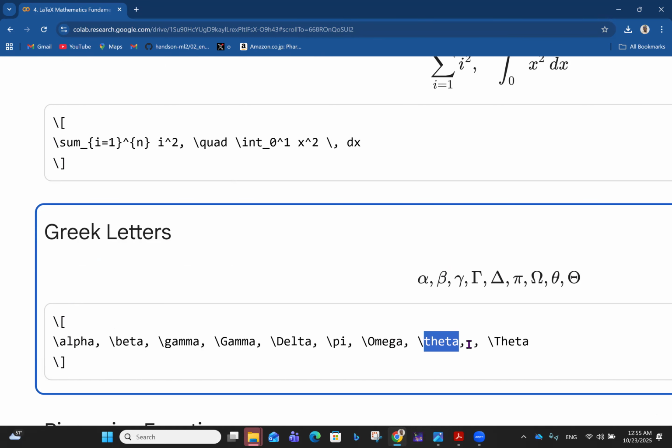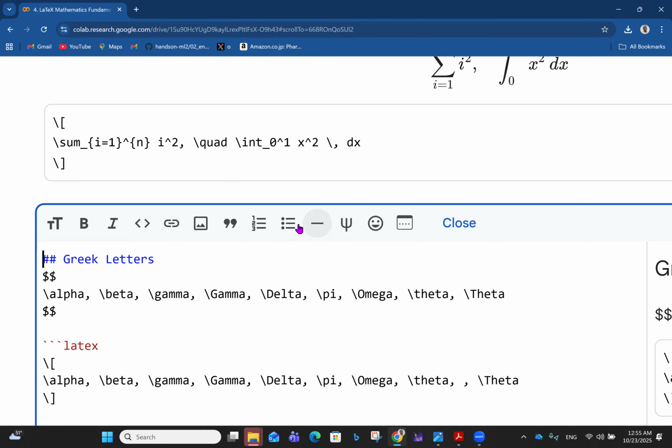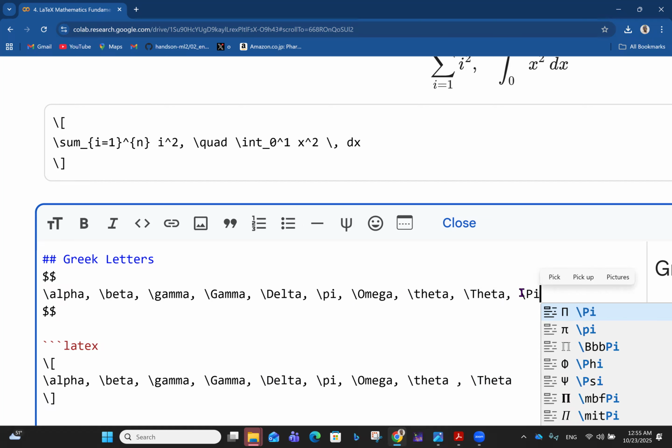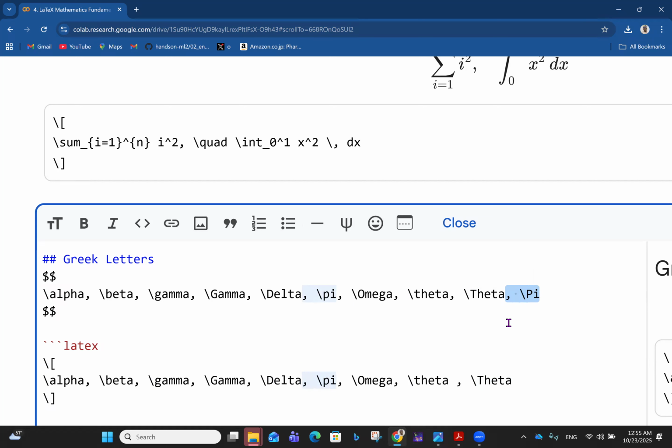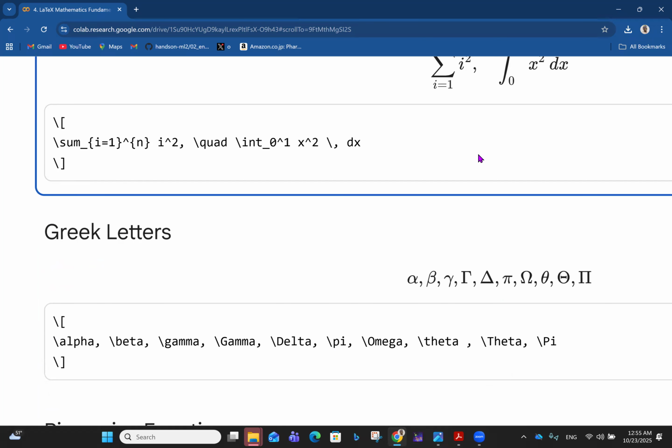Okay. So I guess I need to remove one of these. Of course, if you want to add, so this is small pi now. What if you want big pi? All right, so that's big pi. Then I can add that to theta right here. So you see, this is big pi now.